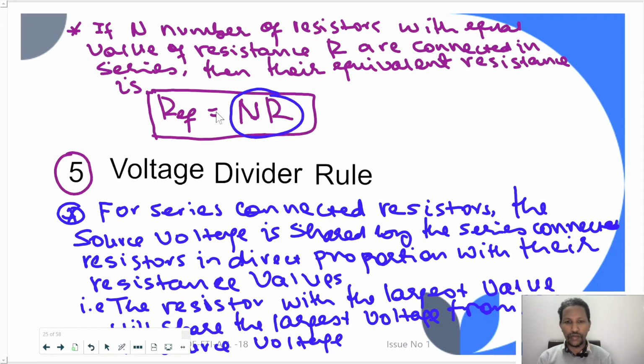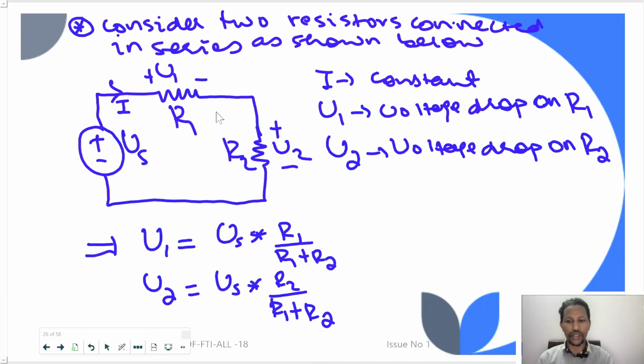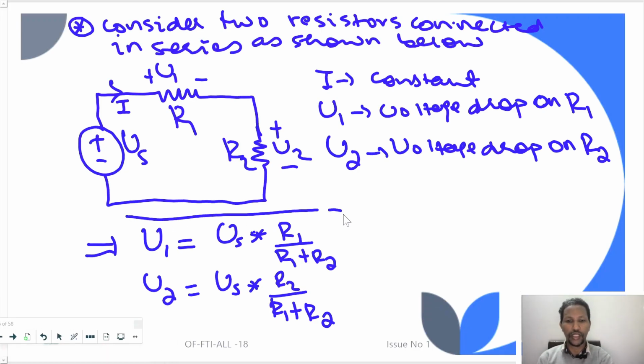When it comes to voltage divider rule, this is a principle for series connected resistors. The source voltage will be divided among the series connected resistors, and the resistor with the largest value will share the largest voltage from the source voltage. So we can have such a relationship for two resistors connected in series.